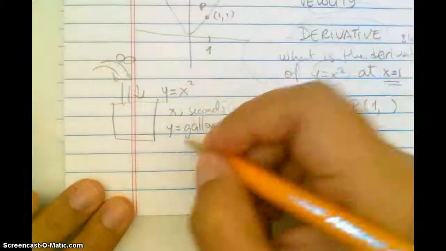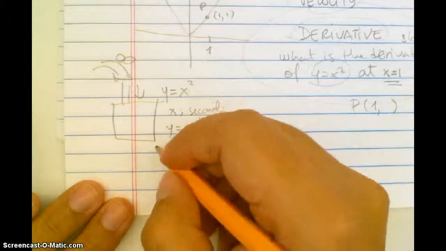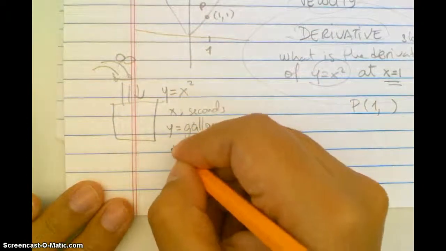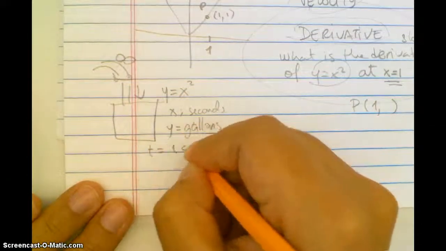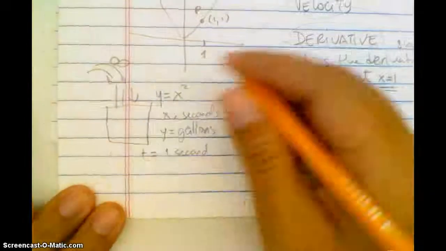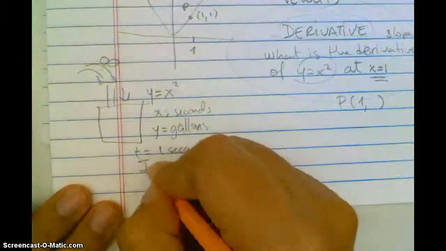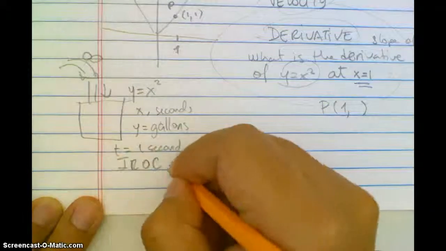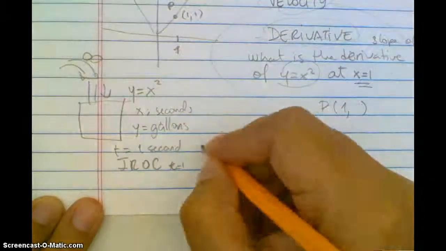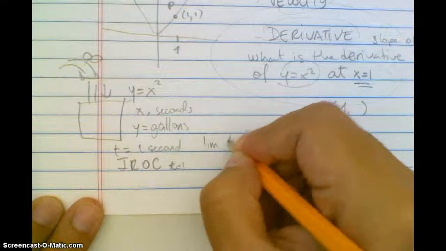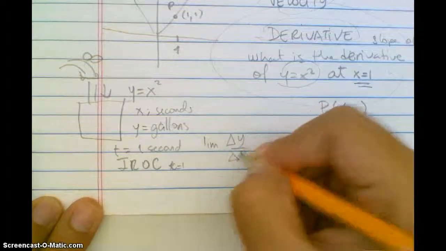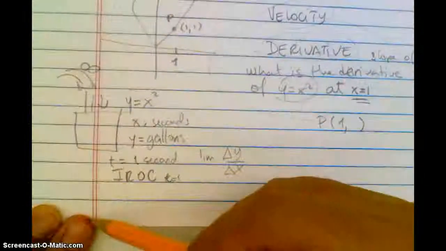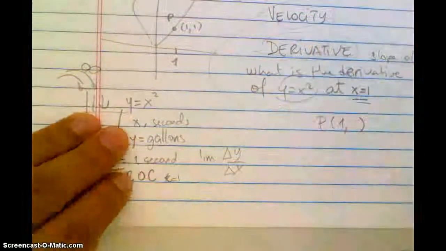So you want to know how fast the bucket is filling at 1 second. So at t equals 1 second, how fast is this filling? So you're being asked for the instantaneous rate of change when t is 1 or x is 1 or whatever it is. So again, it's the limit of the change in y over change in x, which is what you found over here as well. So the four things are actually just the same thing.